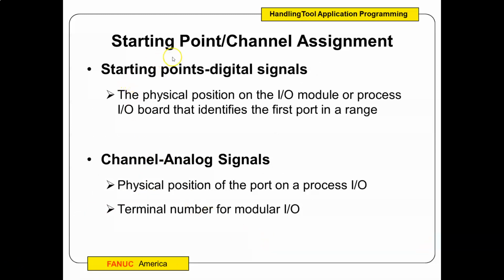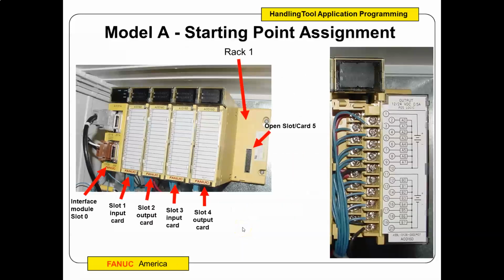And then after the rack and the slot, we have the starting point. So this is the physical location on that I/O module that identifies what the first point is. If you're analog, and remember these are ones that have this variable, say 0 to 10 volt range, the physical position of the port on the I/O process and the terminal number are used in that.